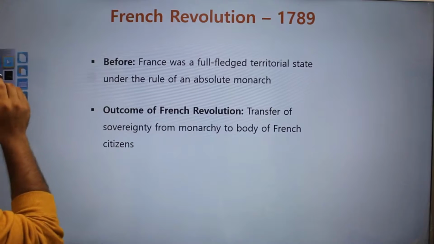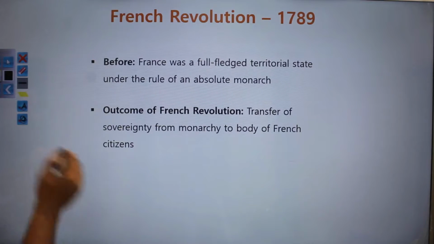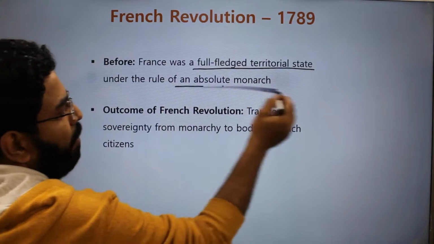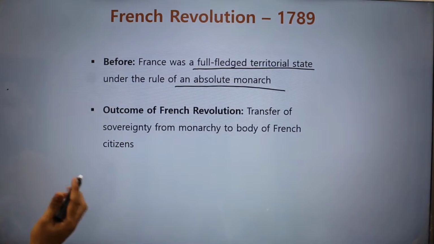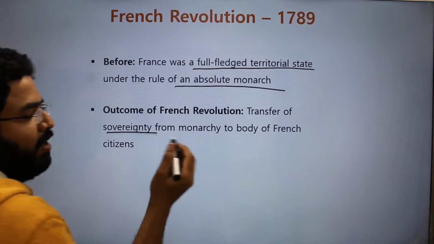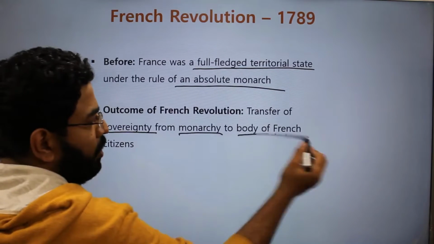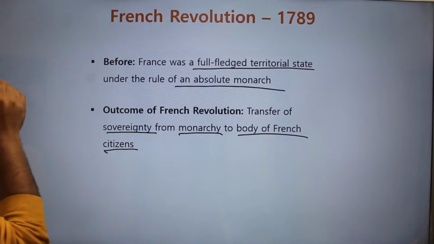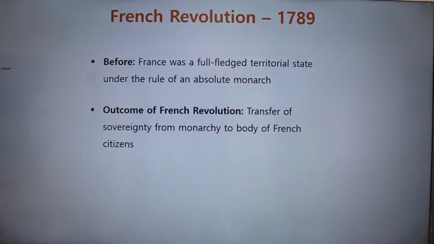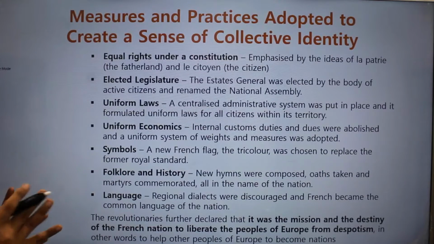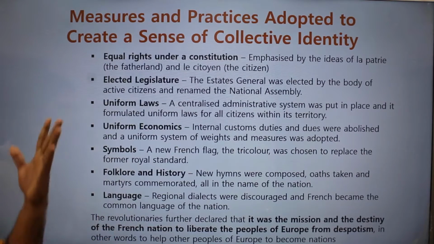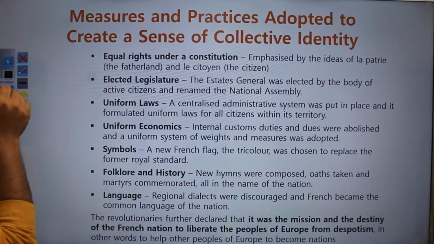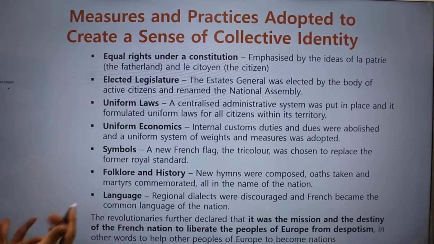The outcome of the revolution was such that earlier there was a full territorial state under an absolute monarch. The outcome led to a situation where sovereignty was transferred from the monarchy to the body of French citizens, basically the parliament. This was the main outcome of the French Revolution, that power was given to the citizens, and some measures and practices were taken to ensure that the citizens are happy and enjoy freedom.